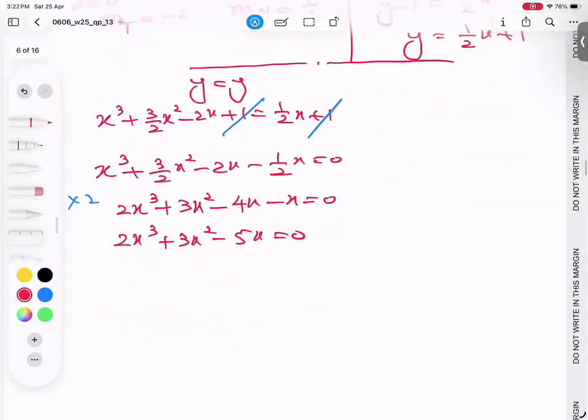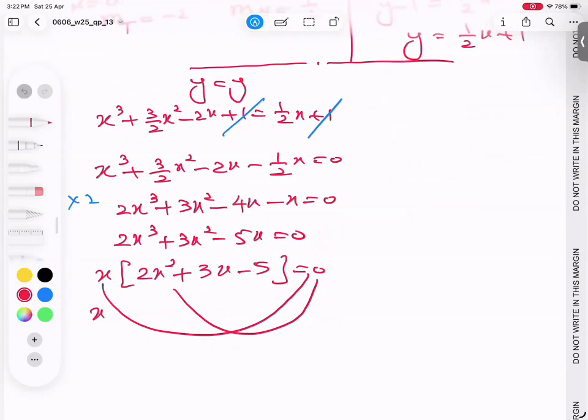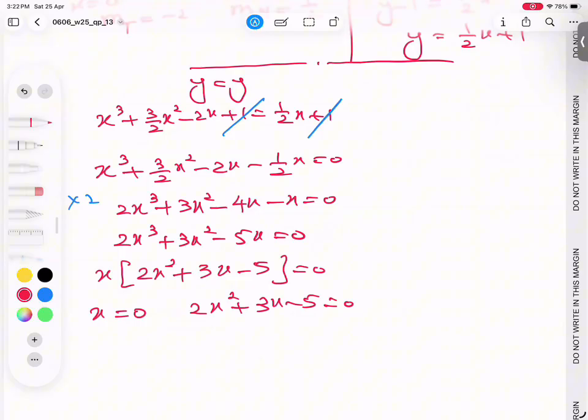Now what is common? x is common only. I get x times 2x squared plus 3x minus 5 is equal to 0. Now either this is 0 or the whole part is 0, one by one, both parts equal to 0. And I'm going to put them equal to each other. 5 2s are 10. And I think it is very easy to factorize.